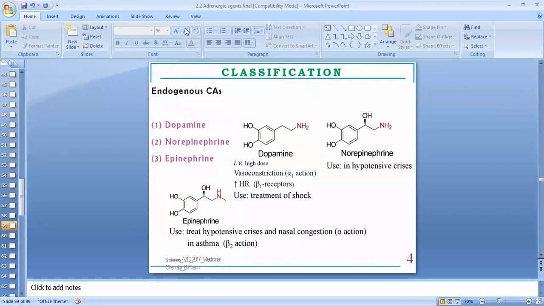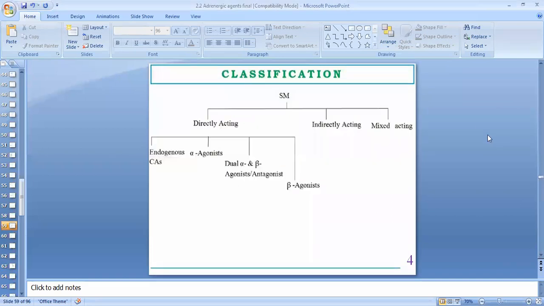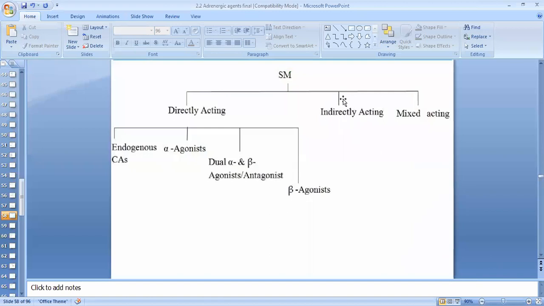Okay. So, dear students, in morning class only, we have seen the classification of all adrenergic drugs. And the classification chart is this one, sympathomimetic drugs. What are those? They are basically divided into directly acting sympathomimetic drugs and indirectly acting sympathomimetic drugs, as well as mixed acting. Now, this directly acting are divided into endogenous catecholamines.